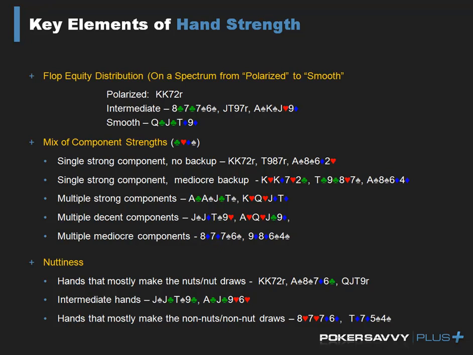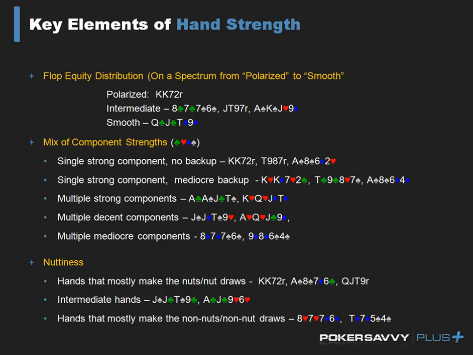But here we have King, King, 7, deuce rainbow, Ace 8, 7, 6 with a suited ace, Queen, Jack, 10, 9 rainbow. These are hands that mostly make the nuts when they make a good hand. And so the question of how often they're making those nut hands when they make a good hand is obviously going to make the difference between being a good starting hand or a great starting hand.